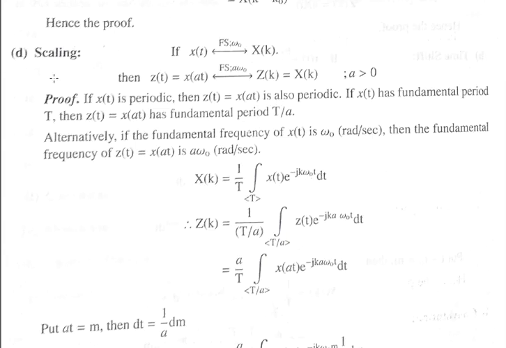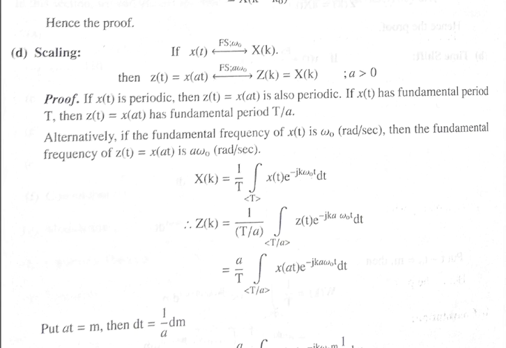Now the next property is scaling. If x of t and x of k are Fourier pairs, then x of at is the scaled version. a can be anything, and here we choose a greater than 0, because when a is less than 0, the signal would go in a reverse fashion. If a is between 0 and 1, then x of at will be the expanded version of x of t, and if a is greater than 1, then it is a compressed version.